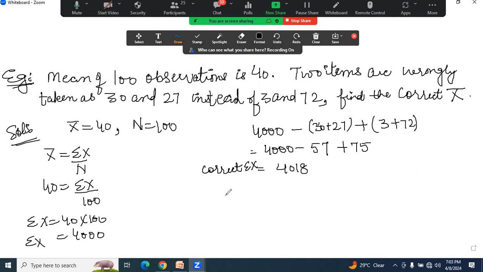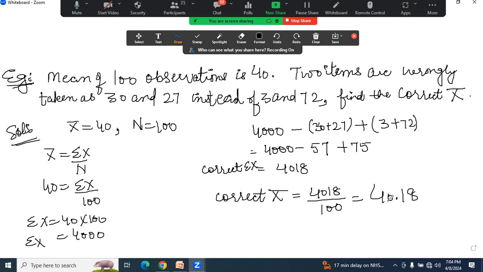Summation x. Now the correct mean will be 4018 upon 100, which is 40.18. Answer. Okay, good answer.